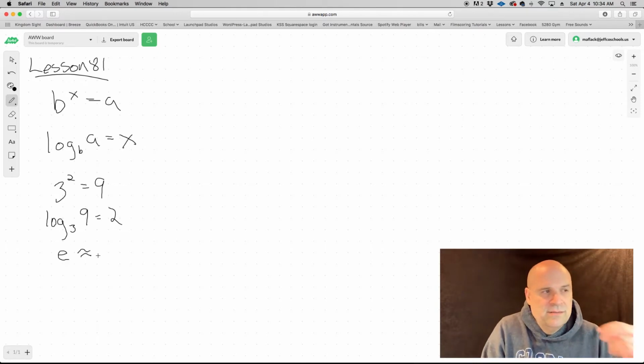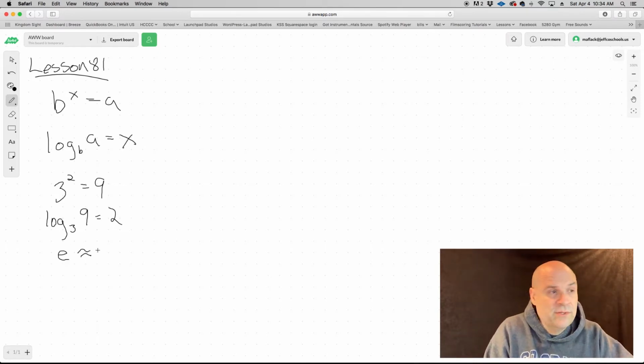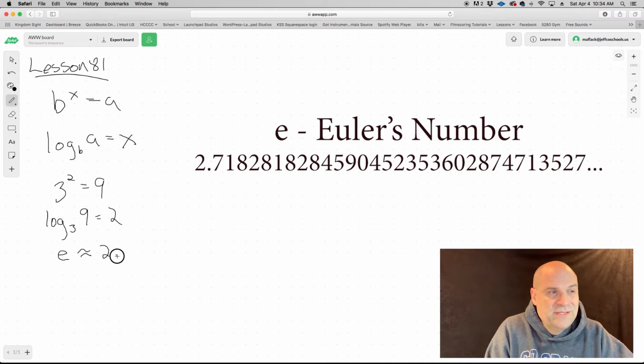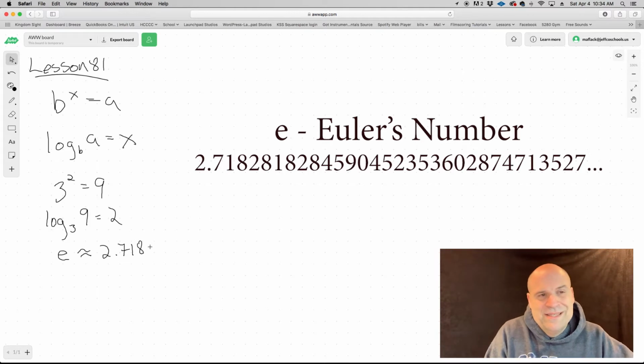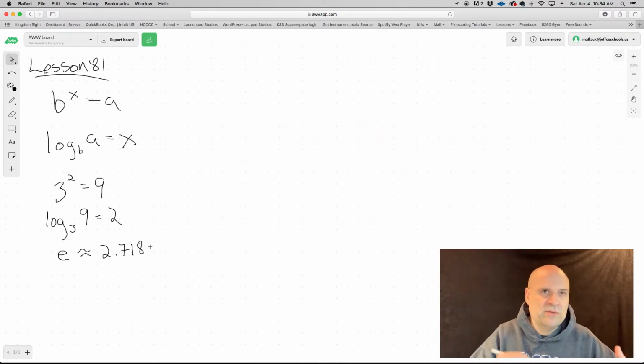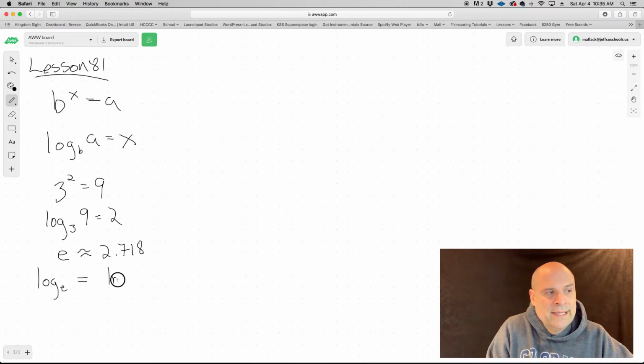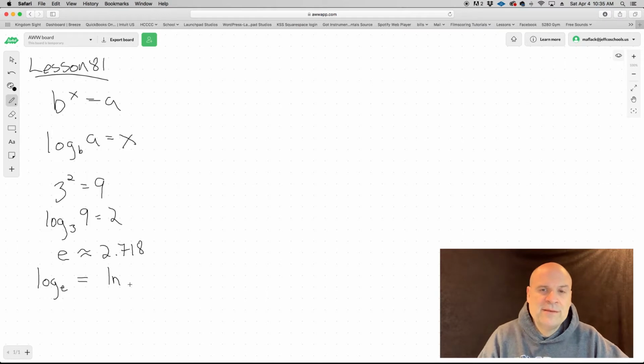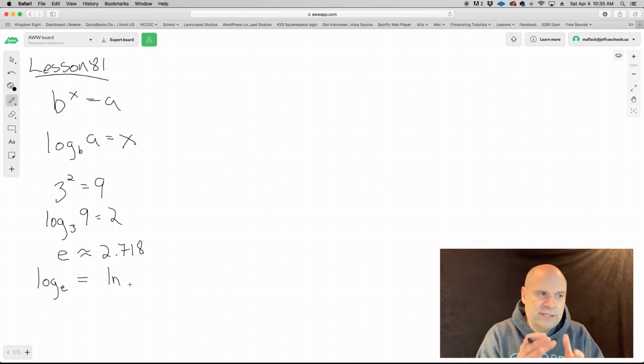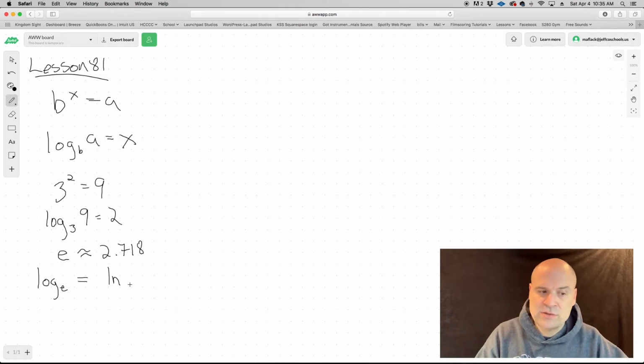Instead of these, we're going to use the constant e. E is a constant representing Euler's number, and it's around 2.718. We use this number in a lot of exponential growth functions and finances. But when we use it in logarithms, instead of saying log base e of something, we just write ln. We're not going to write out the l-o-g and the little e. We're just going to say ln, which stands for natural log.